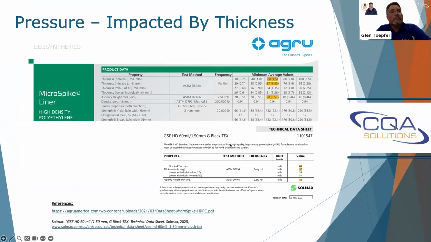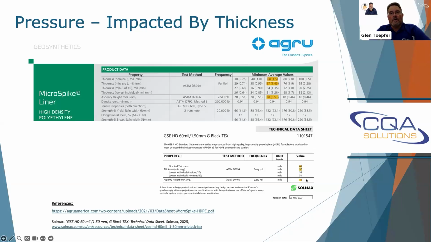and Solmax, and you can see the nominal thickness 60 mils. It averages 57 mils for their 60 mil microspike. And then the asperity height, the thickness of your texturing above that base 60 mil sheet, is 20 mils. And similarly, with the Solmax product, 60 mil, it's typically going to be that because I think that's the requirement for GRI GM13 for HDPE or 17 for LLDPE, but your asperity height is 16.